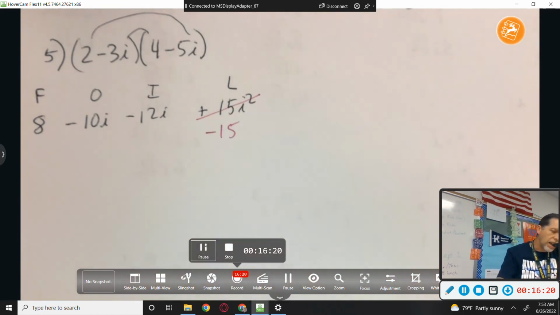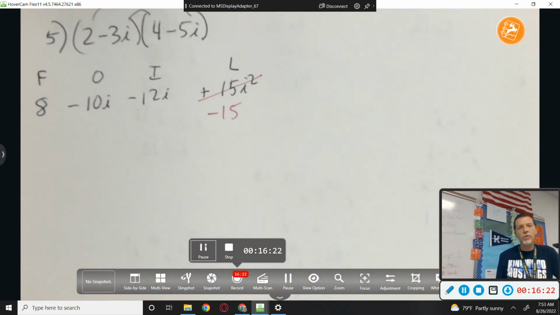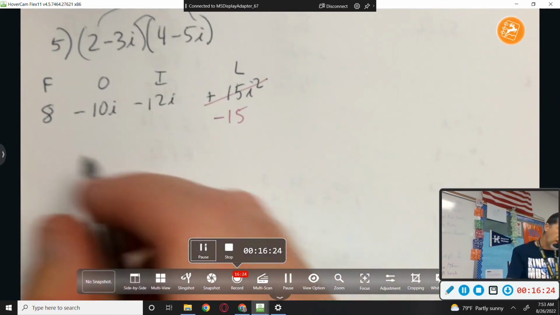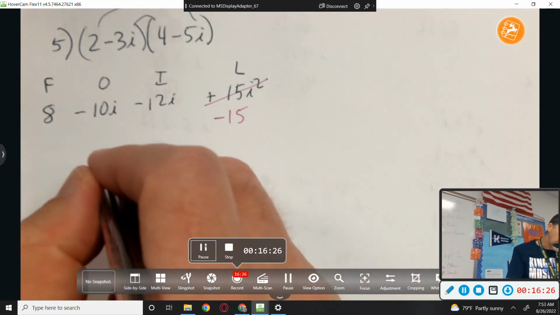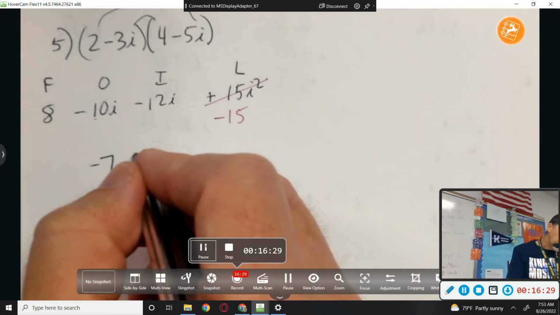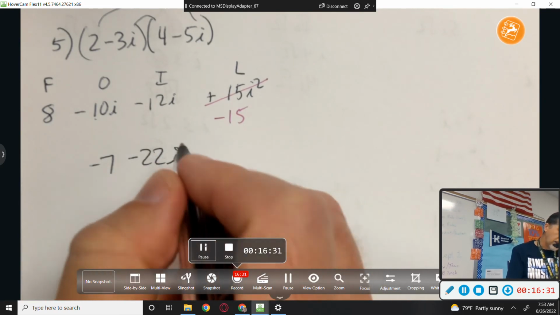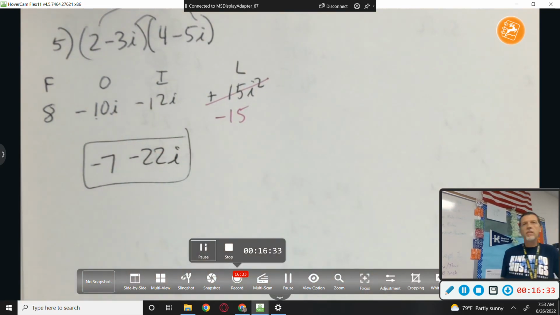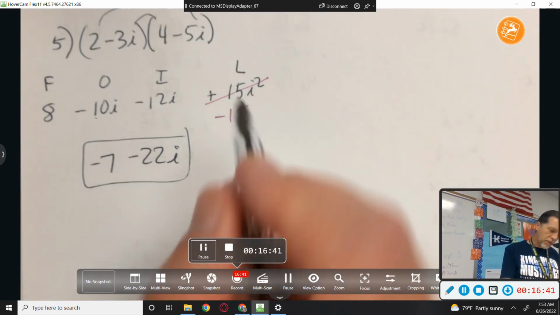Again, I would just fix it right there. As soon as i squared shows up, change the sign. 8 minus 15 is negative 7. Negative 10 minus 12 is negative 22i. So, mostly skills that you already have, probably pretty good at. Just don't forget that i squared is negative 1.